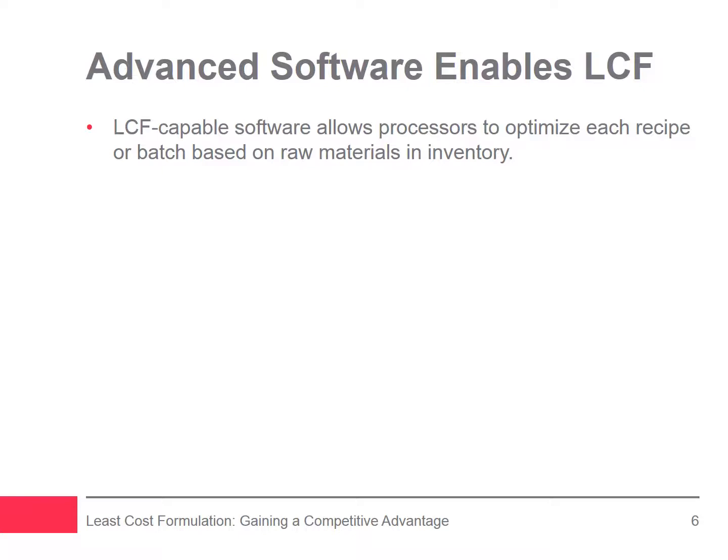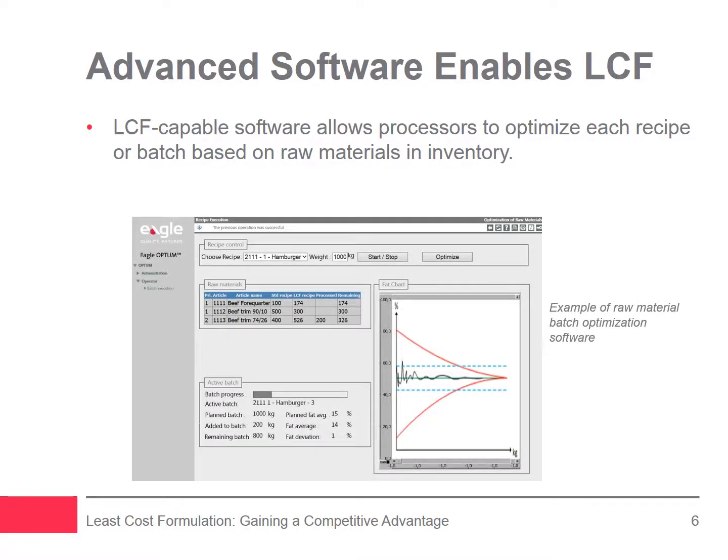LCF-capable software allows processors to optimize each recipe or batch based on raw materials in inventory. Software communicates with FA systems on the line directly or through plant networks. Data is subsequently interpreted into a convenient dashboard, a real-time graphical display of the current batch production versus target recipe. Recipe statistics, including CL, weight, protein, and collagen content, are also displayed in real time. Based on the graph, operators can see how close the batch is to its target recipe requirements and completion.